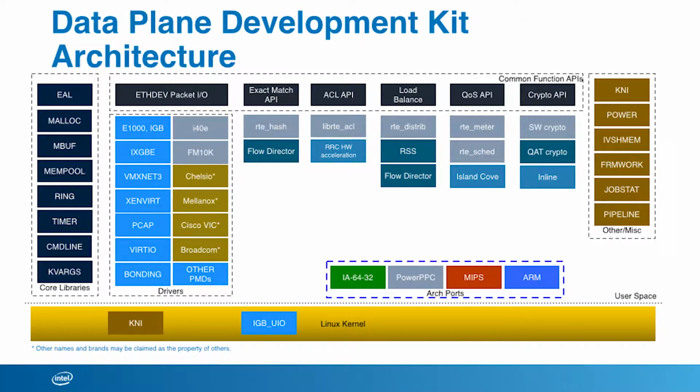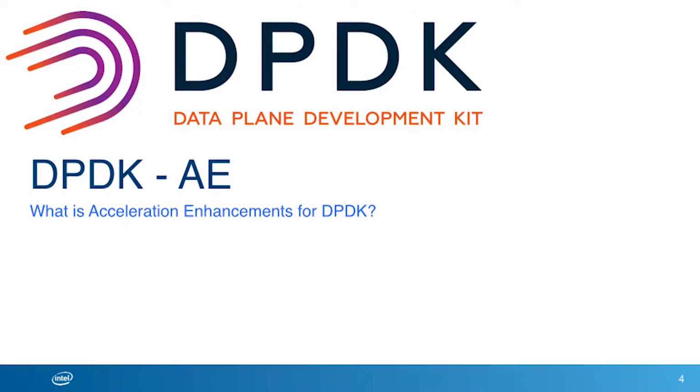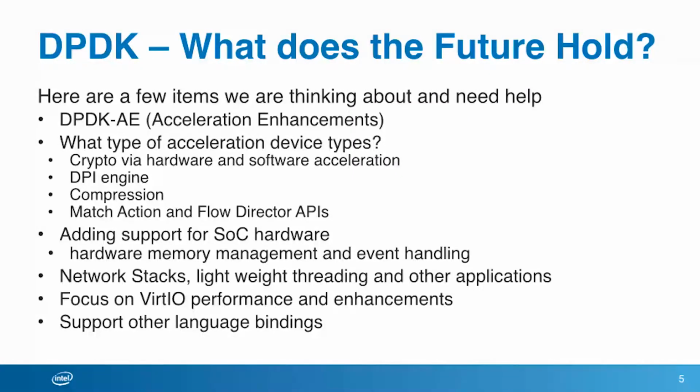So what we're going to talk about here is DPDK AE, and the AE stands for Acceleration Enhancements. It's just kind of our term for what we're going to add to it, how we're going to make it work. A couple of things I see is we need to add more acceleration support. Right now we have Ethernet devices, we have some crypto devices and some other pieces of software. But what we really want to do is add more crypto, more hardware device support.